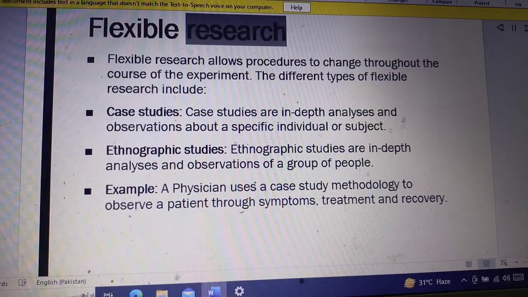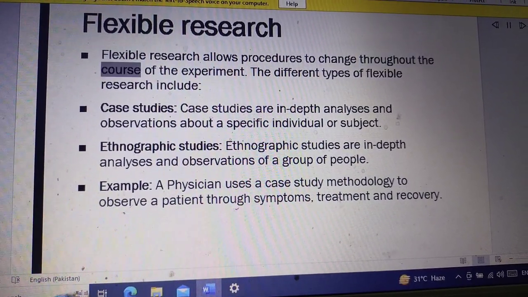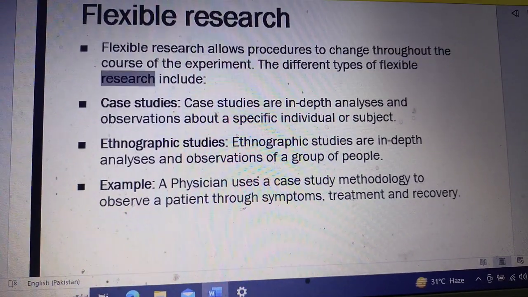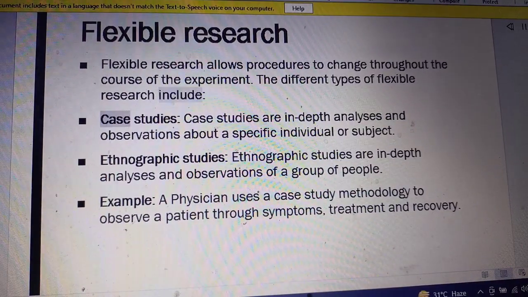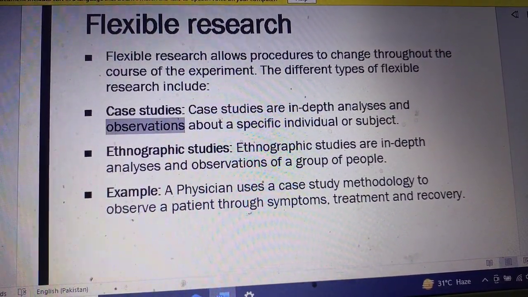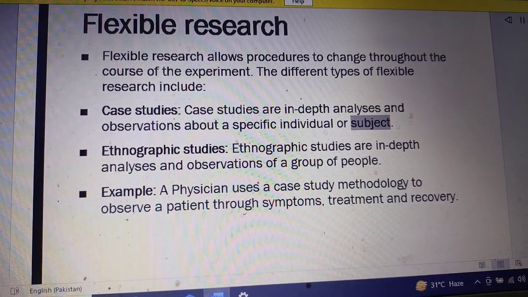Flexible research. Flexible research allows procedures to change throughout the course of the experiment. The different types of flexible research include case studies. Case studies are in-depth analyses and observations about a specific individual or subject.